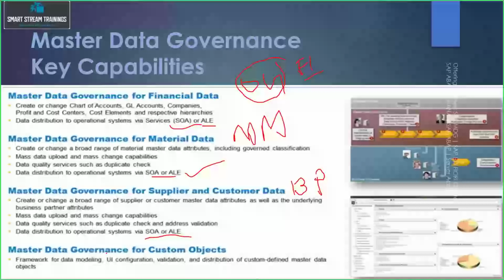And then master data governance custom objects. So this is the standard solution, with less effort. Most of the projects use only this standard. In real time, our data revolves around these three objects only.